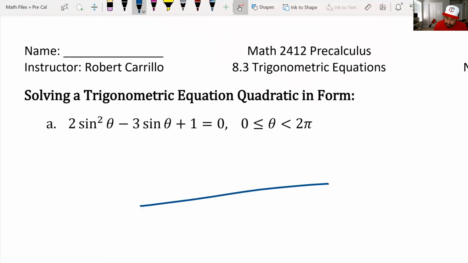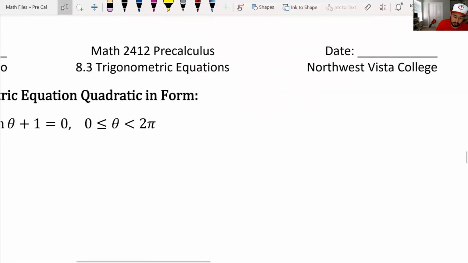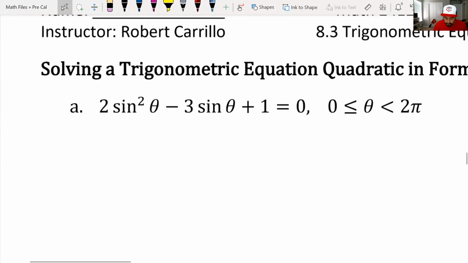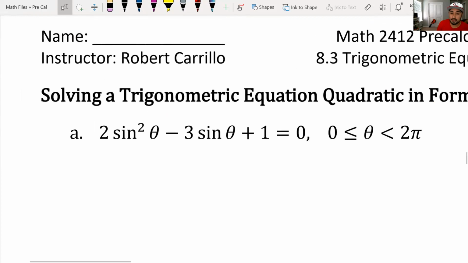And remember, when we say quadratic in form, we mean that this equation looks exactly like ax squared plus bx plus c equal to 0. Which means, depending on the equation, it can possibly be factored. You see how we bring all this algebra into it. So let's take a peek. 2 sine squared theta minus 3 sine theta plus 1 equal to 0. Well, this one will definitely factor.